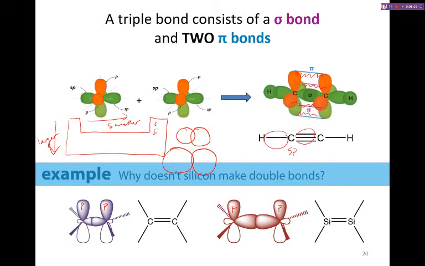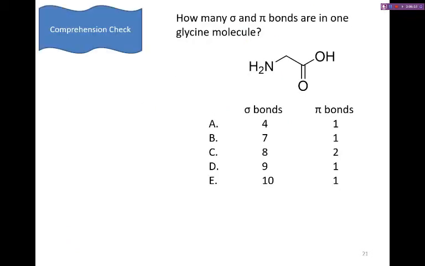All right, now that we've had an opportunity to look at sigma bonds and pi bonds, let's practice. Try and determine how many sigma and pi bonds are in the molecule below. Pause the video and try this on your own, and then we'll work through it together.